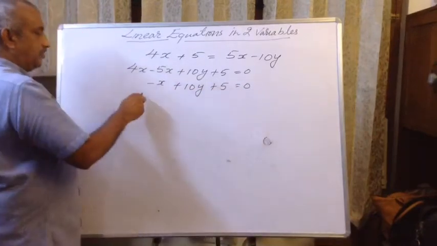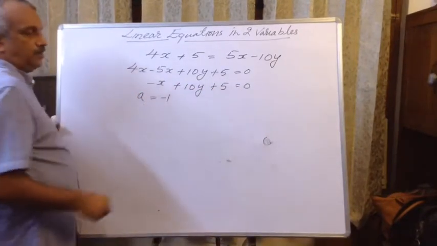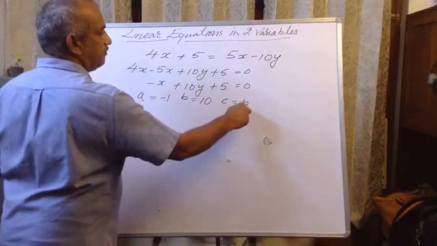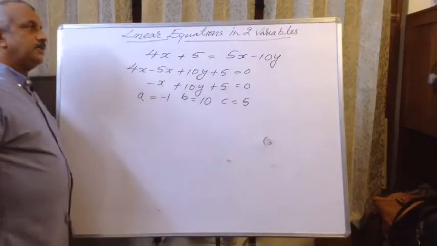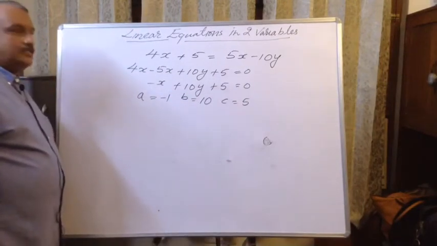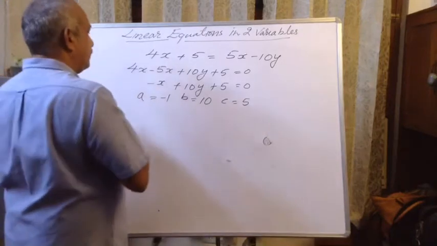Now what is the value of A? A is equal to minus 1, B is equal to 10 and C is equal to 5. These are the values of A, B and C. Like this we can write the equations in standard form.